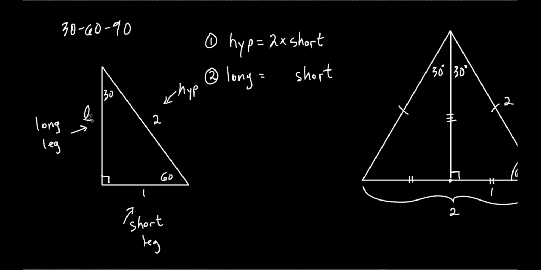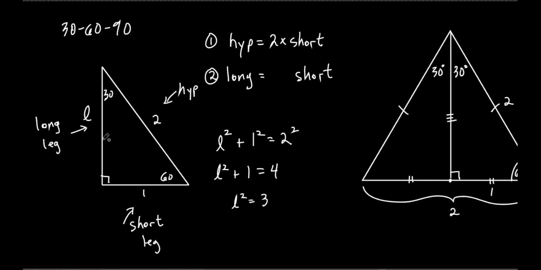Okay, so let's do some math. Let's do some Pythagorean theorem and find out what the length of this long leg is. Everybody with me? So let's do it. L squared plus 1 squared equals 2 squared. Good. This is L squared plus, what's 1 squared? 1. Equals what? 4. Subtract 1, so L squared is 3.